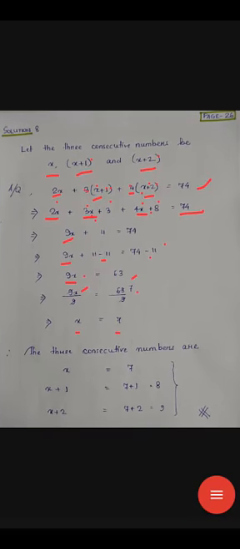So after getting the value of x as 7, we can get the remaining two consecutive numbers also. So x is equal to 7, x plus 1 will be what? 7 plus 1 equals 8. In place of x I am putting 7. Then x plus 2 is equal to 7 plus 2. In place of x again I am putting 7. 7 plus 2 is equal to 9, and so these three are the answers.